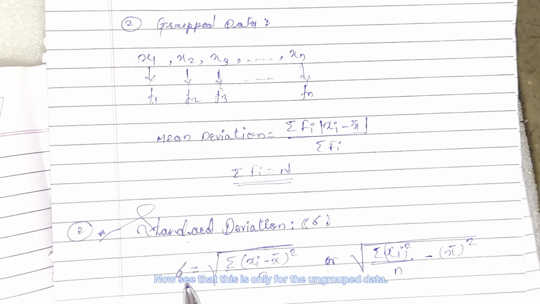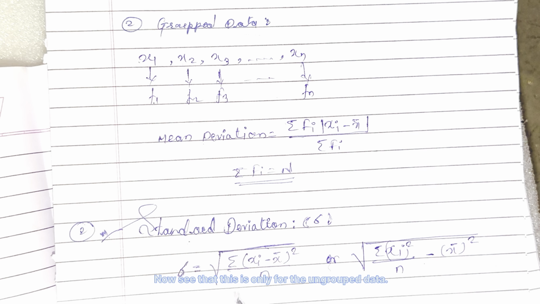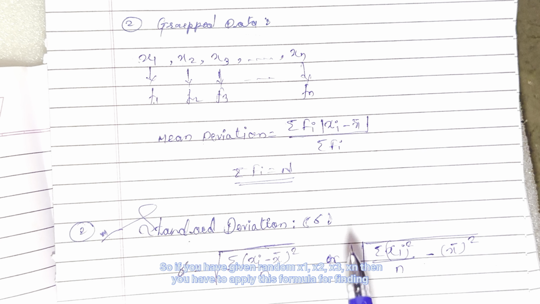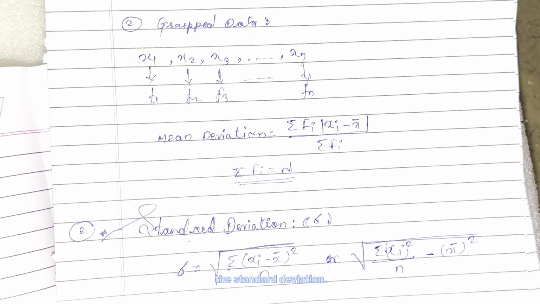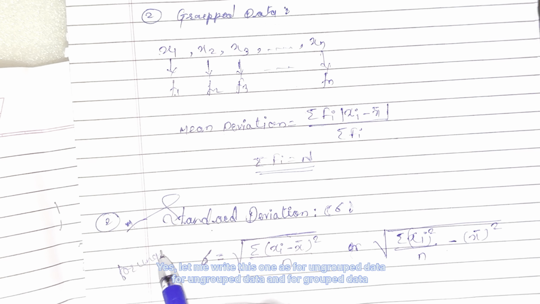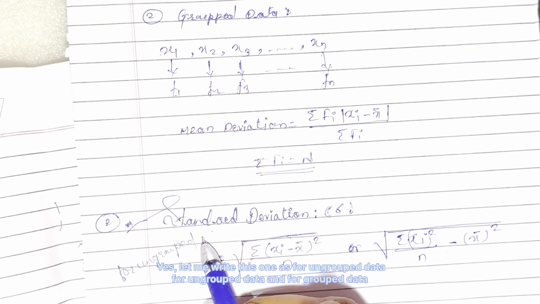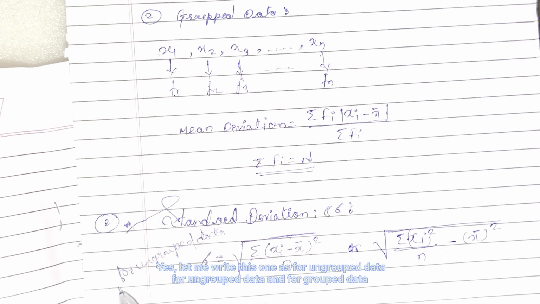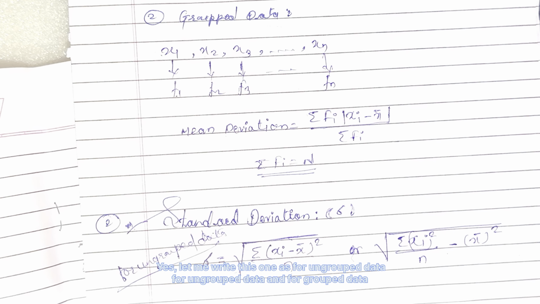Now see that this is only for ungrouped data. Similarly, we have to introduce fi for grouped data. So if you are given random values x1, x2, x3, up to xn, then you apply this formula for finding the standard deviation. Let me write this one is for ungrouped data.